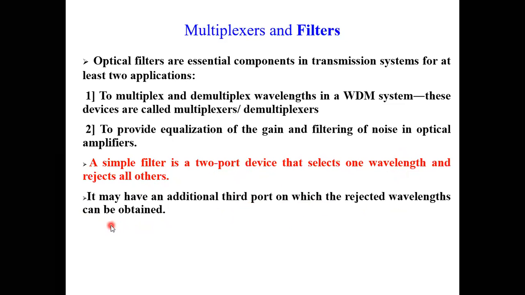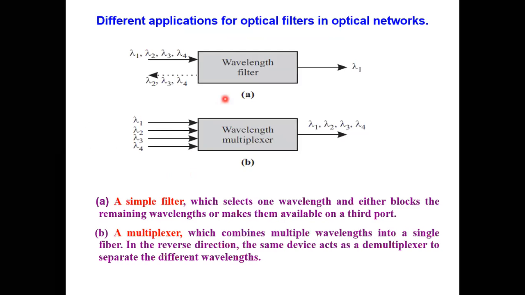So that we can make available at the third port. So that is your simple filter in case of your optical communication. So here you want to draw a diagram. You can see I have incoming signals lambda 1, lambda 2, lambda 3. So I have a wavelength filter. It allows only one wavelength to come out from the second port.